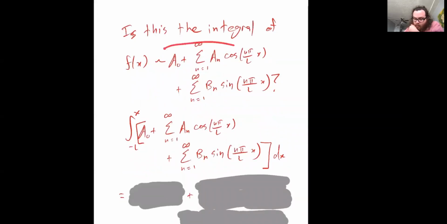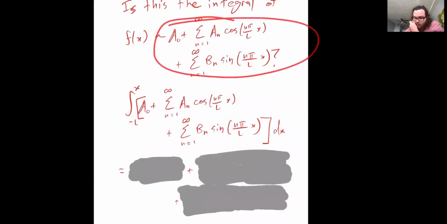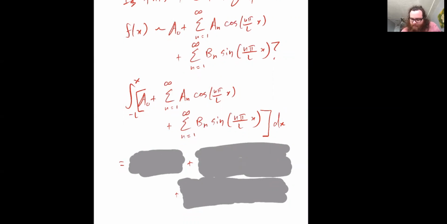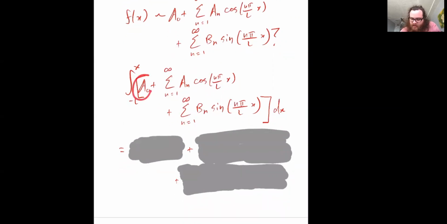Well, let's integrate all of this stuff. So we're looking at the integral of the series, again assuming that the integral distributes over these infinite summations, which we're not going to have a problem with. We're going to say it's valid. So what happens over here? Well, the integral of a0 between x and negative L, that's going to be that term. What about the next term?